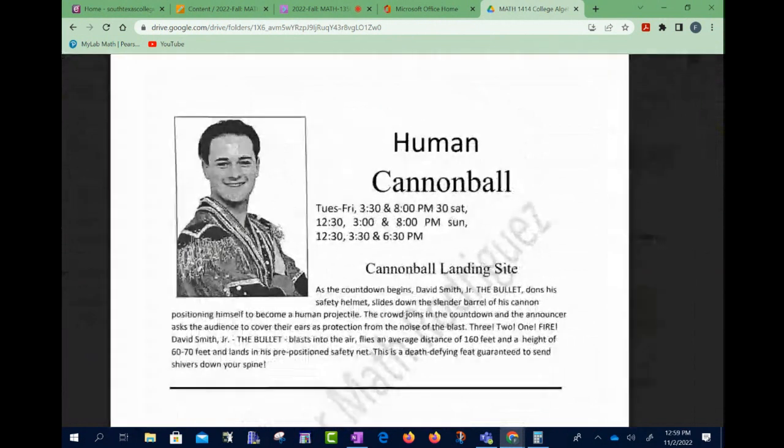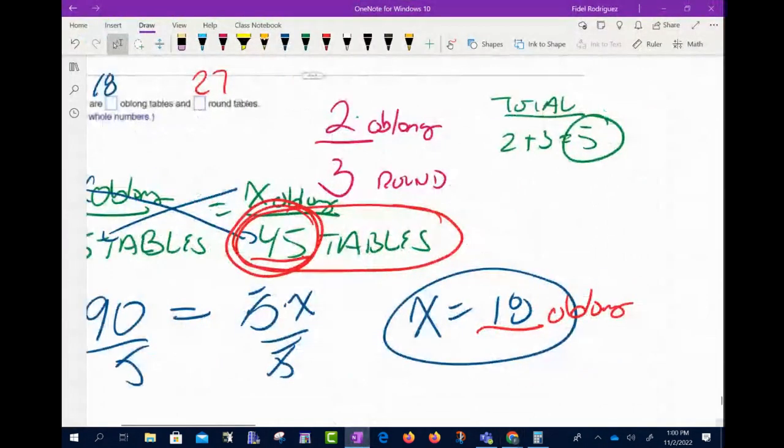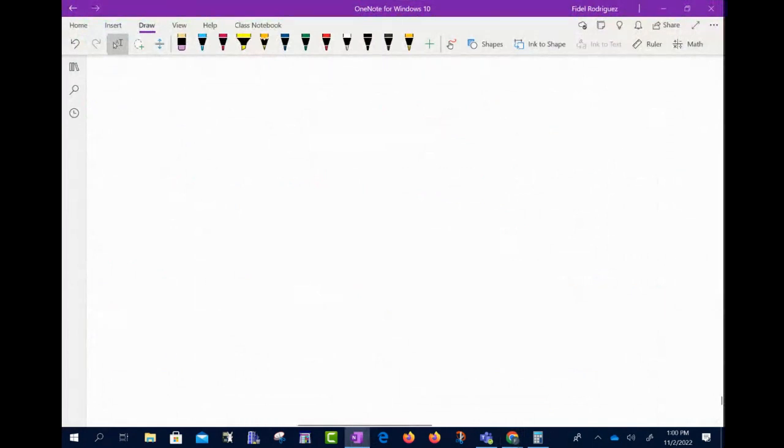And I saw this back in 2007. It's a problem where there's a guy who gets shot out of a cannon. As I read through the problem with my students, I say, look, there's a guy who gets shot out of a cannon, and it says he flies an average distance of 160 feet and a height of anywhere between 60 to 70 feet, right?